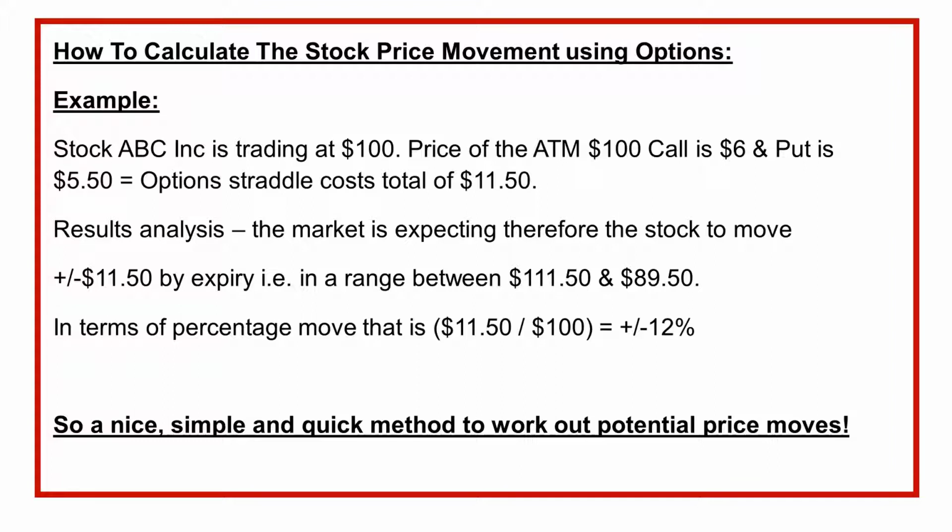expiry event date can mean that the price can move in a range to the upside of $111.50 and the downside of $89.50. Now if you want to work out what that is in percentage terms, you just take that price of $11.50 and divide it by the current stock price there, $100, and you get that plus minus 12% move. So a really nice straightforward way to calculate implied move of the underlying stock.